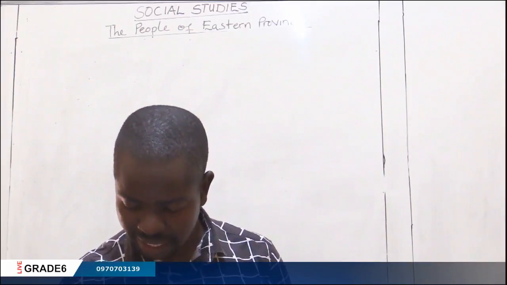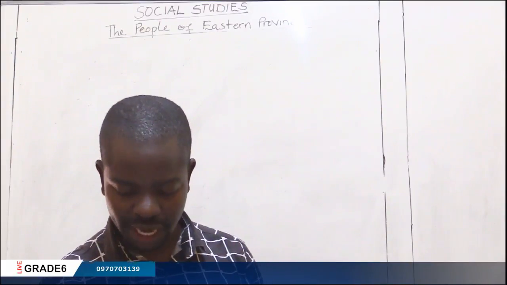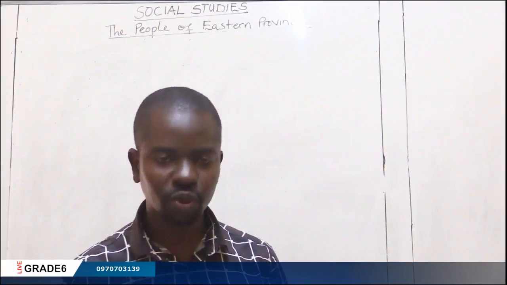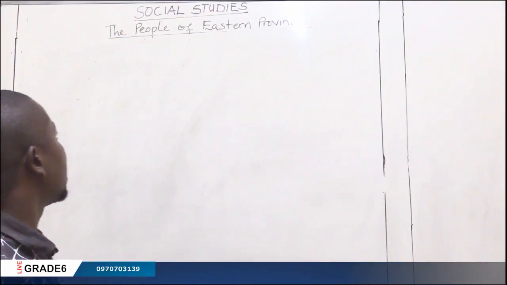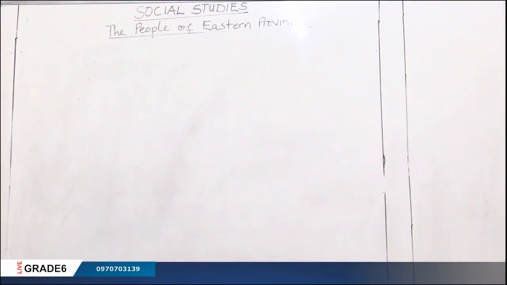Okay, so boys and girls, I believe this is what we looked at yesterday. So today, boys and girls, we are looking at the people of Eastern Province. The major local languages spoken in Eastern Province are Nyanja, Tumbuka, Bemba, and English.